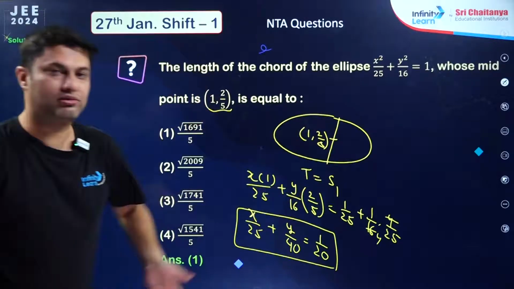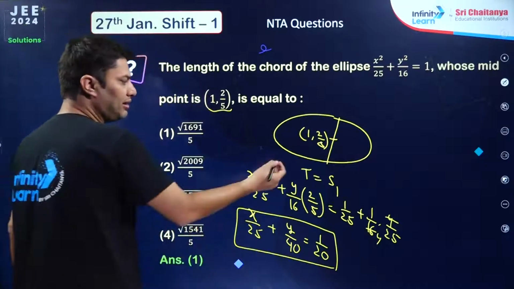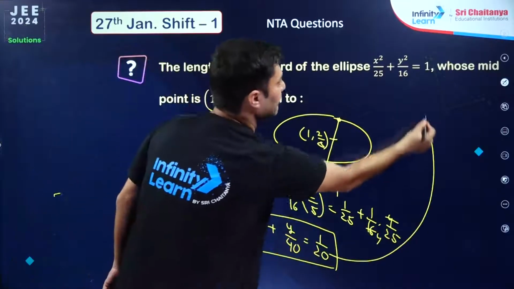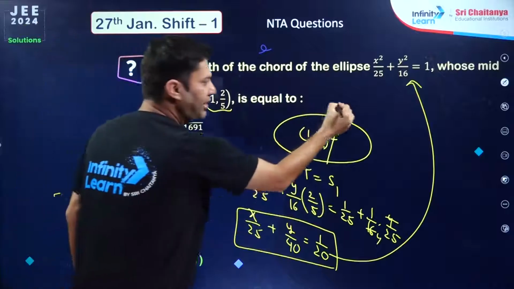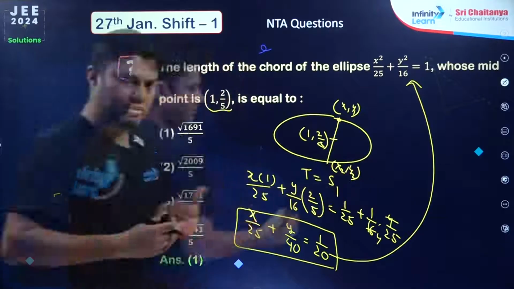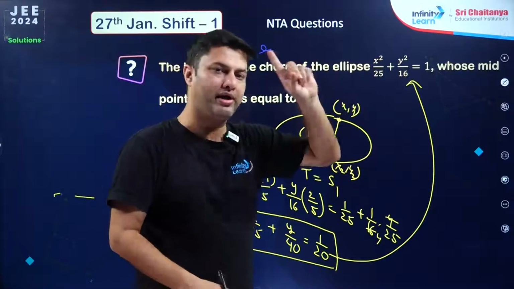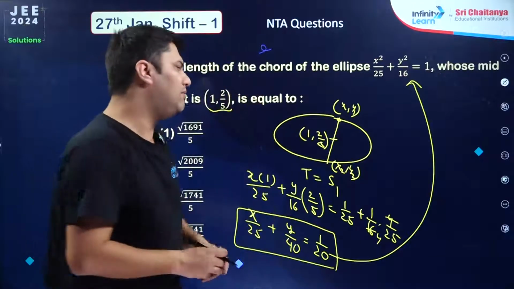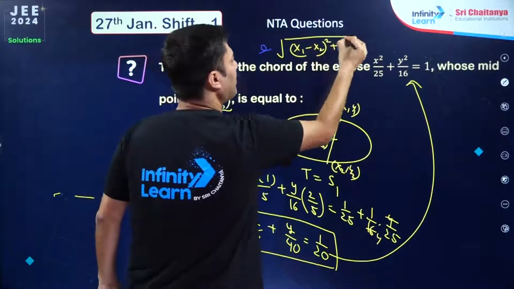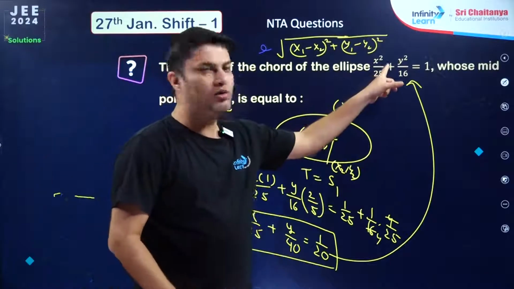Now how to find the length? There is no rocket science, just hard work. You need to solve this equation with this ellipse and find these x1, y1 and x2, y2. Sir, how? Put x in terms of y, you will get a quadratic in y. Actually the distance formula is (x1 minus x2) whole square plus (y1 minus y2) whole square. So if you put x in terms of y here, you will get a quadratic in y.